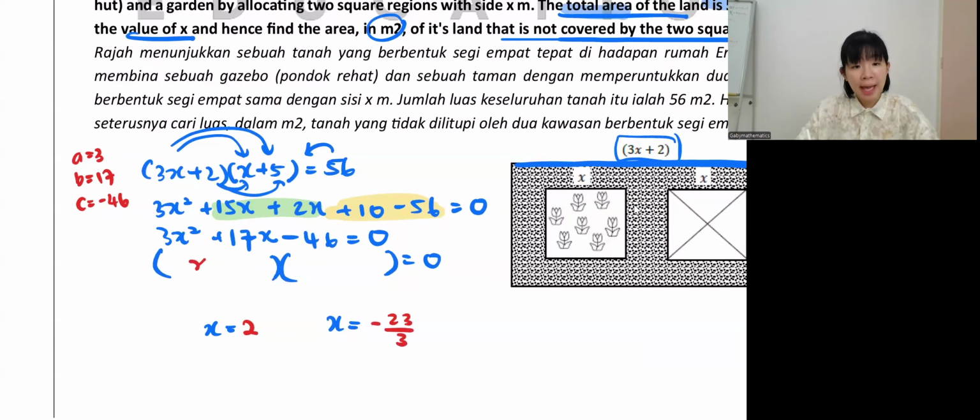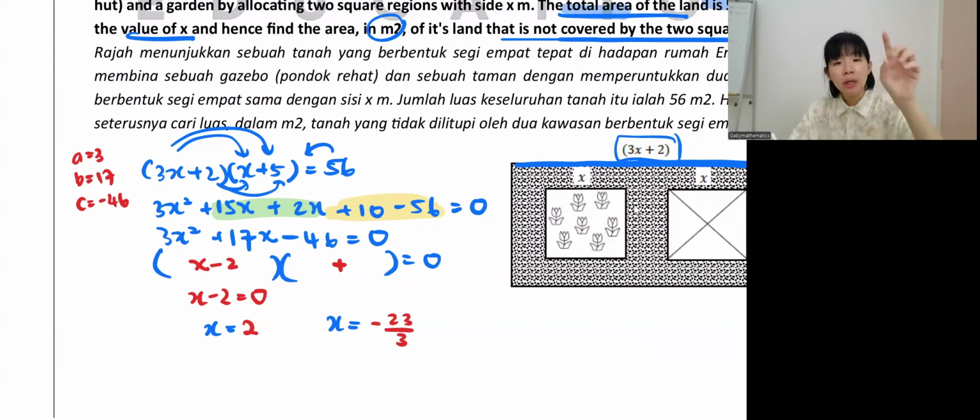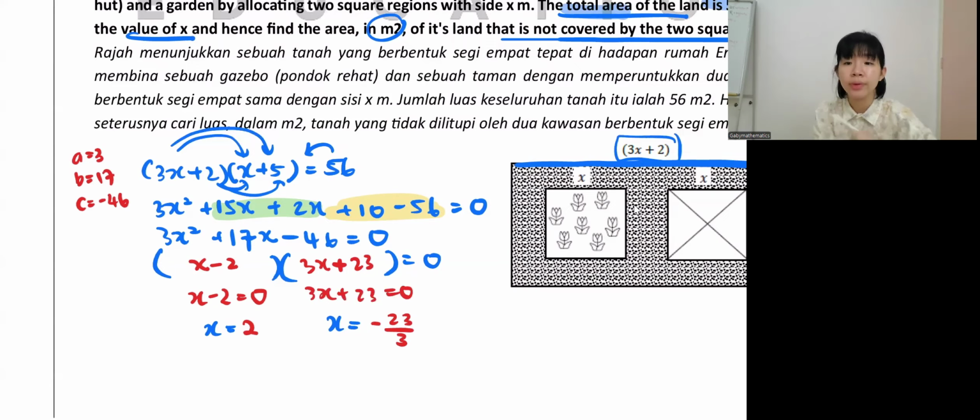So the first bracket we write x minus 2, x minus 2 equals 0. The other one, if it's negative, make sure you put plus. Now, when you see a fraction, we don't put the whole thing. We have to move the denominator, the 3, to the front. We write the denominator first, which is 3x plus 23. So 3x plus 23 equals 0. Which one is rejected? Now, x here is actually the length of the square. It cannot be a negative answer. So the bracket here is rejected.